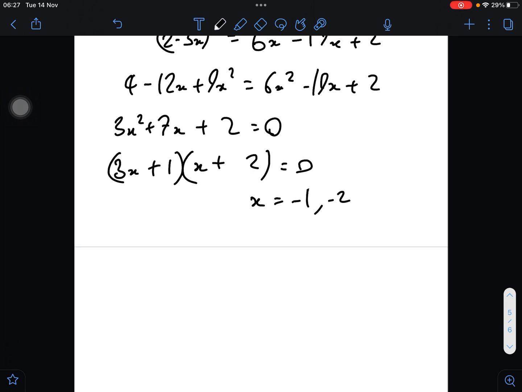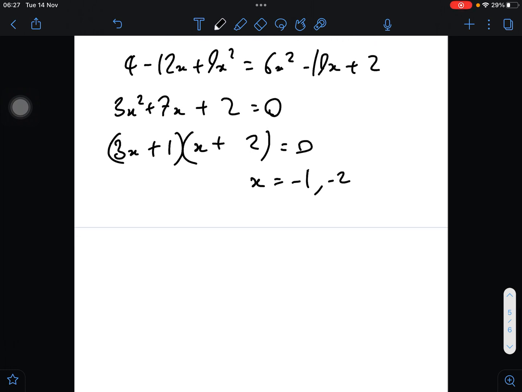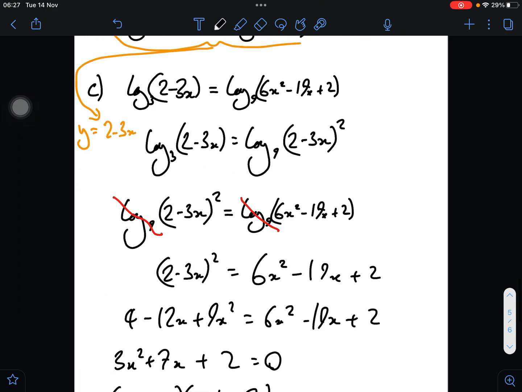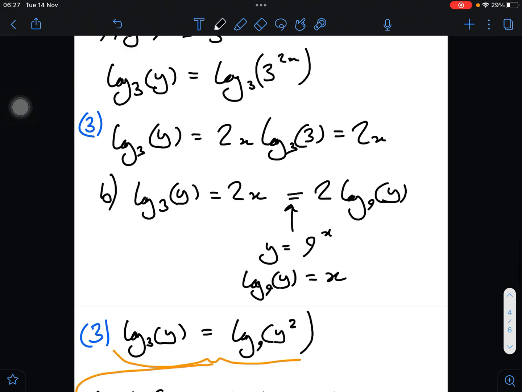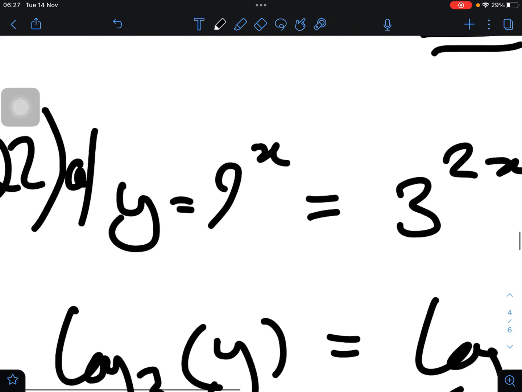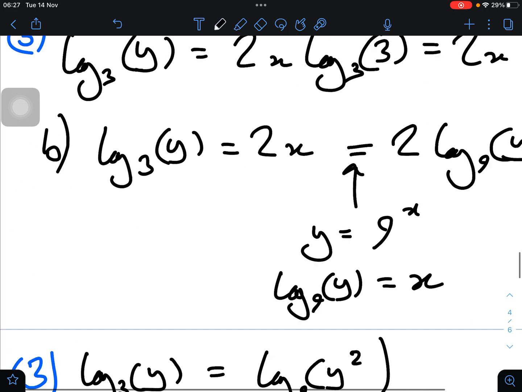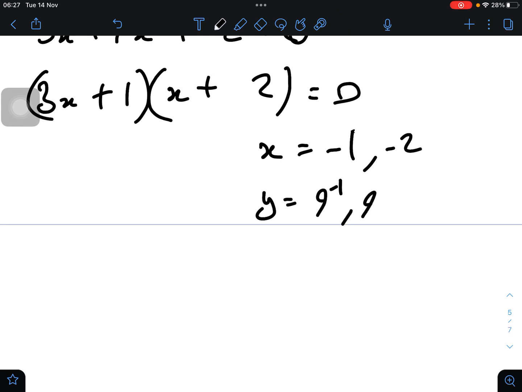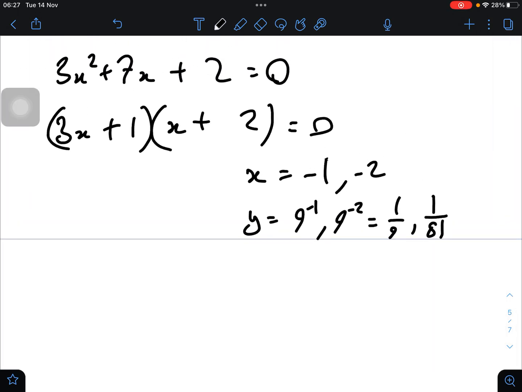Although we can't have a negative logarithm, when we see these numbers, minus 1 and minus 2, our logarithm is log of y, and so it doesn't matter. We could have minus 1 and minus 2. That means that y would be 9 to the power of minus 1 and 9 to the power of minus 2, which is the same as 1 over 9 and 1 over 81. So we can get solutions here.